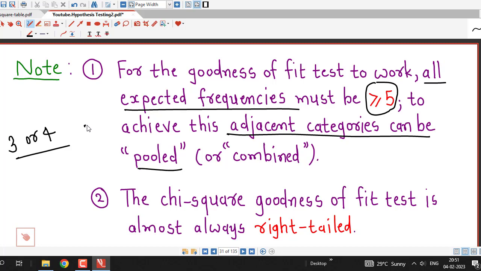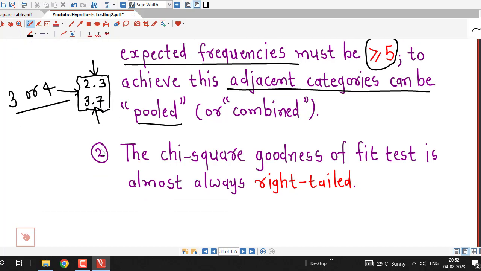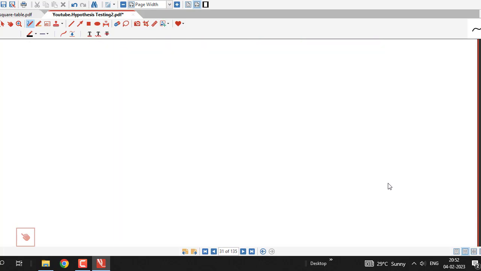Suppose we find that expected frequencies for the third and fourth category are, say, 2.3 and 3.7, then we can add these two and combine the categories corresponding to these two values of expected frequency, which are less than 5. Okay, this we will discuss in detail when we solve the problems related to this goodness of fit test. The chi-square goodness of fit test is almost always right-tailed. So this is all about the chi-square goodness of fit test.